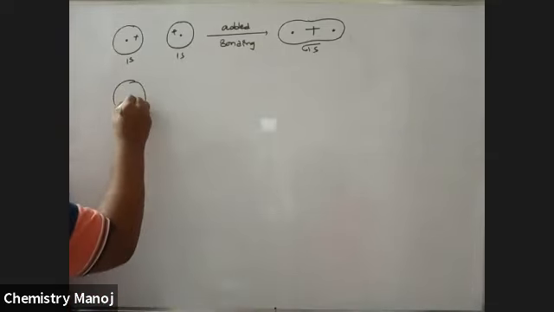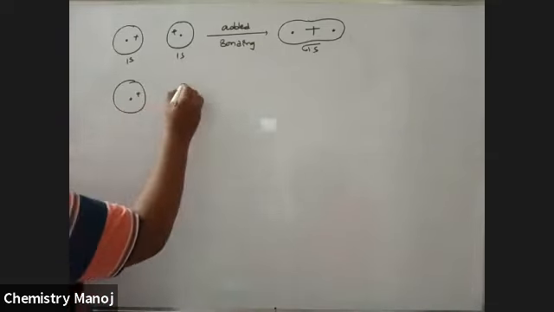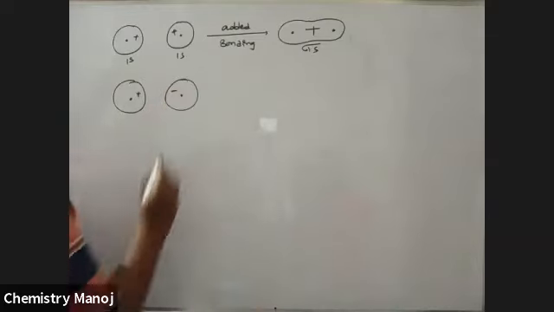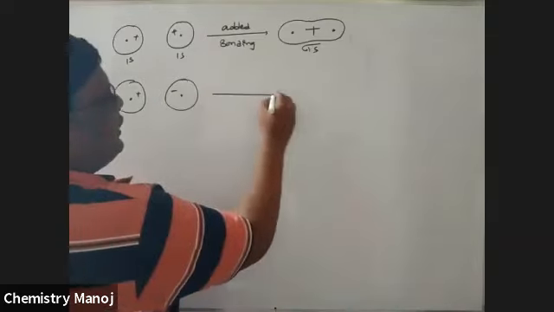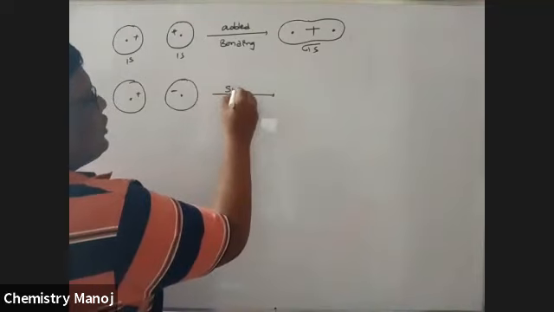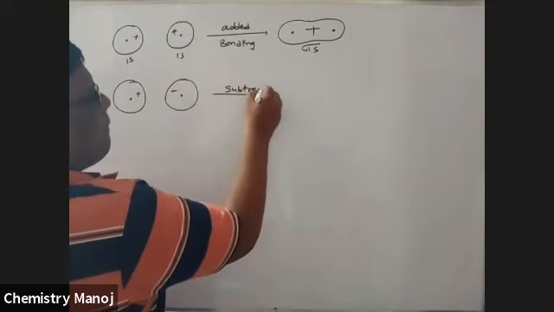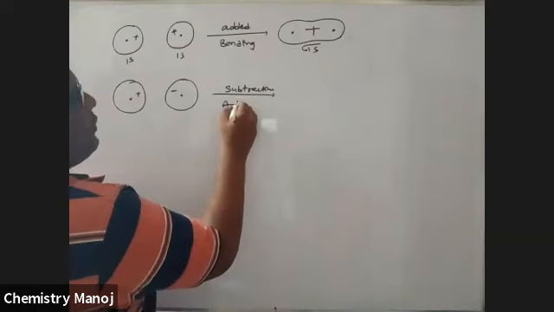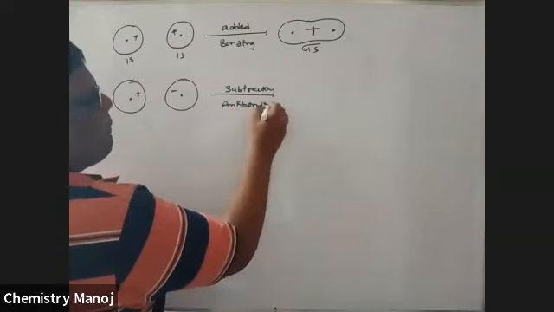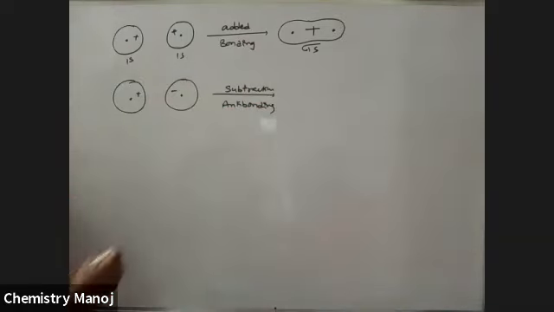This 1s orbital is positive, and this 1s orbital is negative. So it is subtraction. Subtraction gives anti-bonding orbitals. Okay, this one also positive, and subtraction gives anti-bonding orbitals.